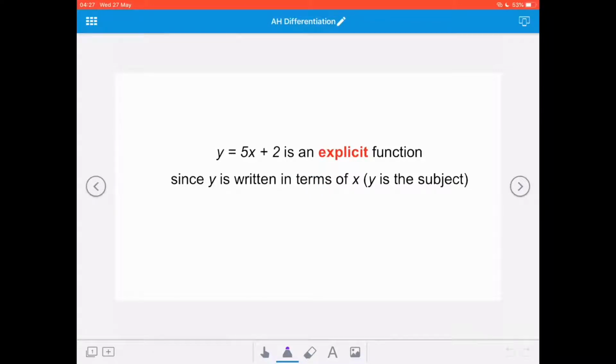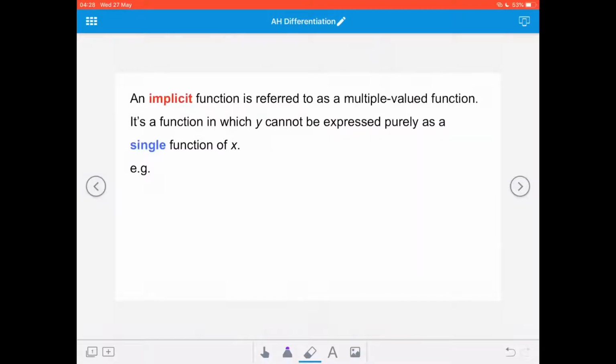So y equals 5x plus 2 is an explicit function since y is written in terms of x and y is the subject. An implicit function is referred to as a multiple valued function. It's a function in which y cannot be expressed purely as a single function of x.